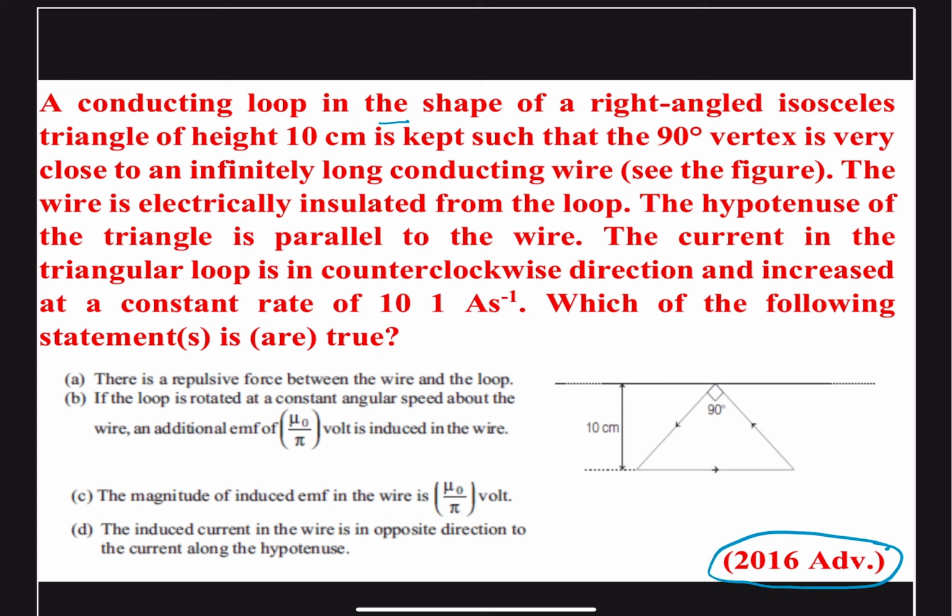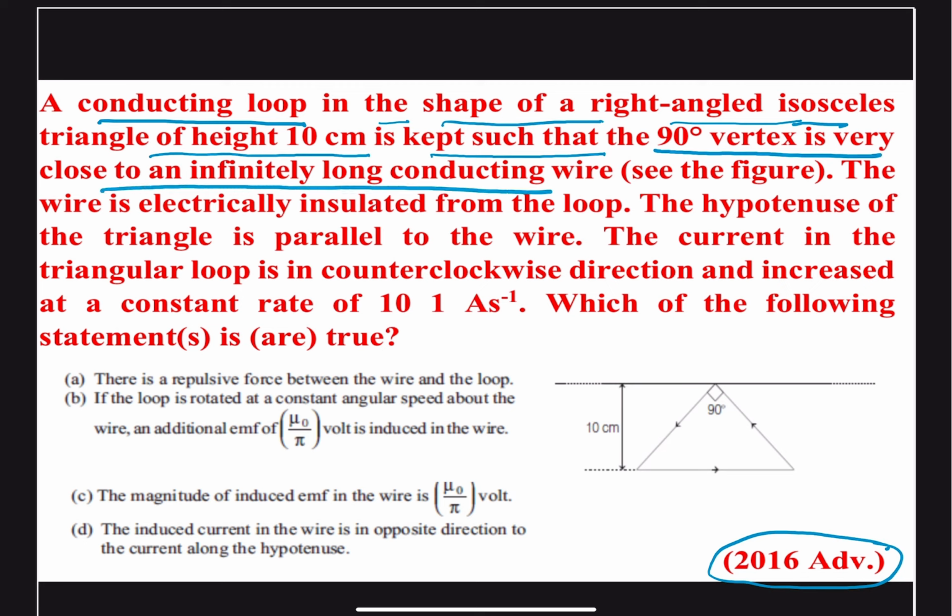In the first one, a conducting loop in the shape of a right angle isosceles triangle at a height of 10 centimeter is kept such that the 90-degree vertex is very close to an infinitely long conducting wire. See the figure. The wire is electrically insulated from the loop. The hypotenuse of the triangle is parallel to the wire.